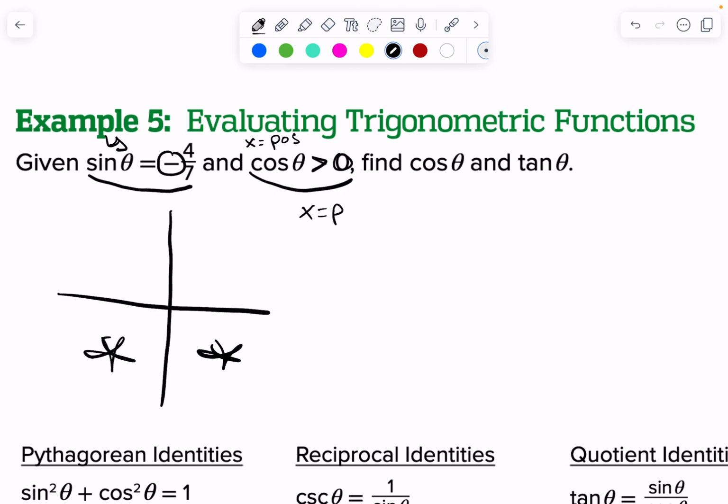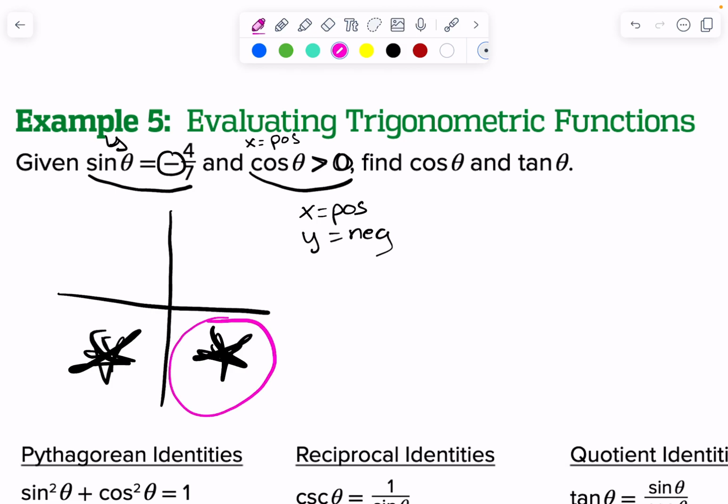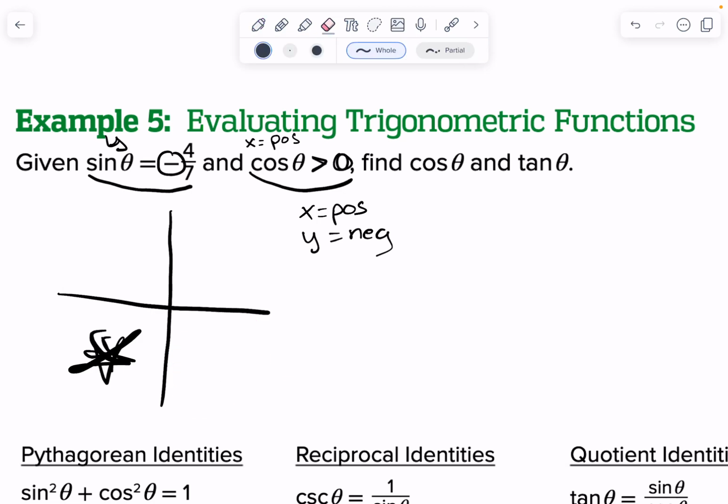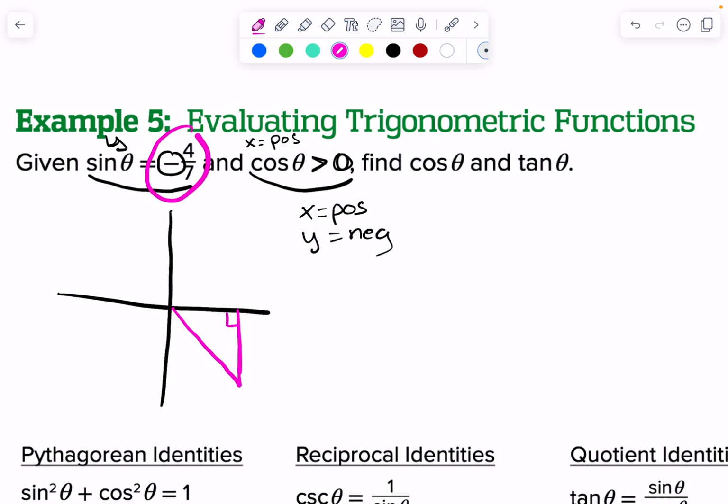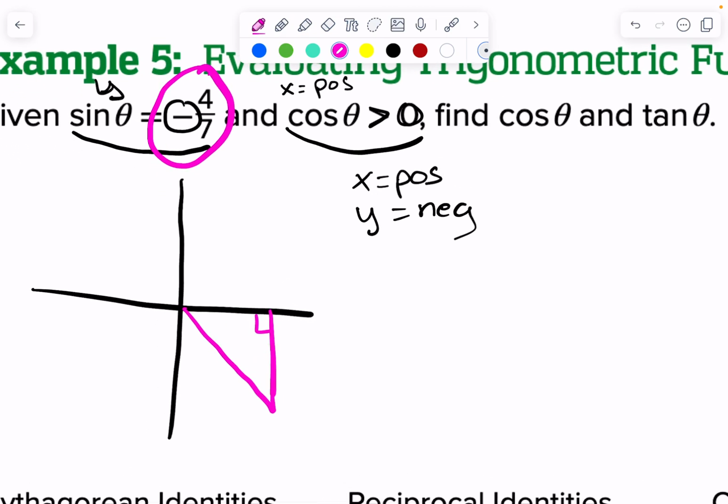x equals positive, y equals negative. So we said y is negative here and here. Which one of those quadrants is the x coordinate positive? That would be here, right? So I know from those two pieces of information that I'm dealing with a triangle or a coordinate that's in the fourth quadrant, okay? And I'm going to use this information to label my coordinate, or my triangle.